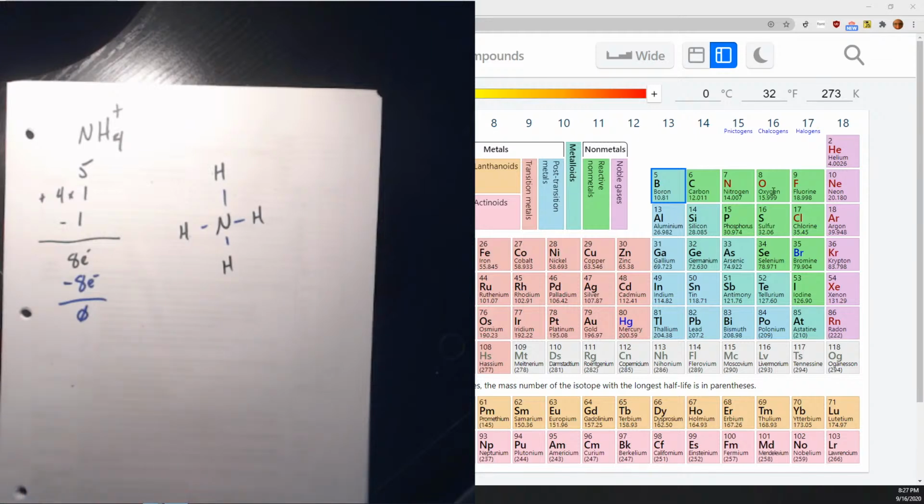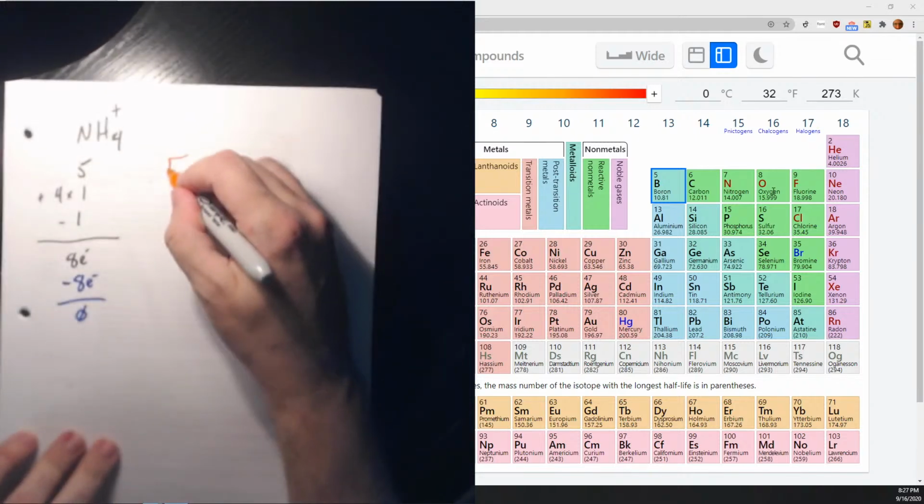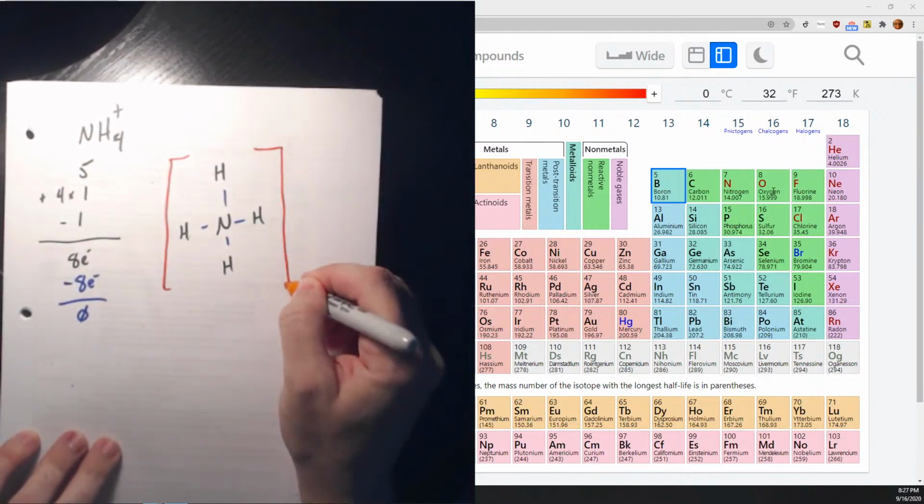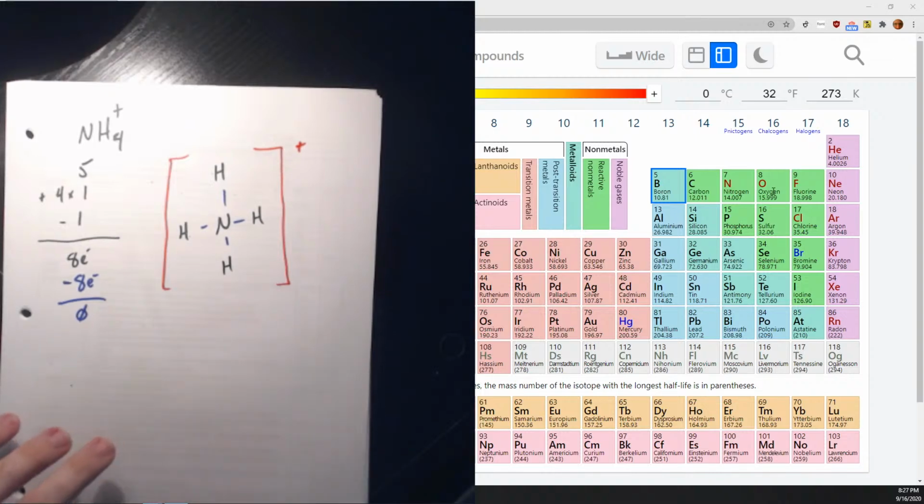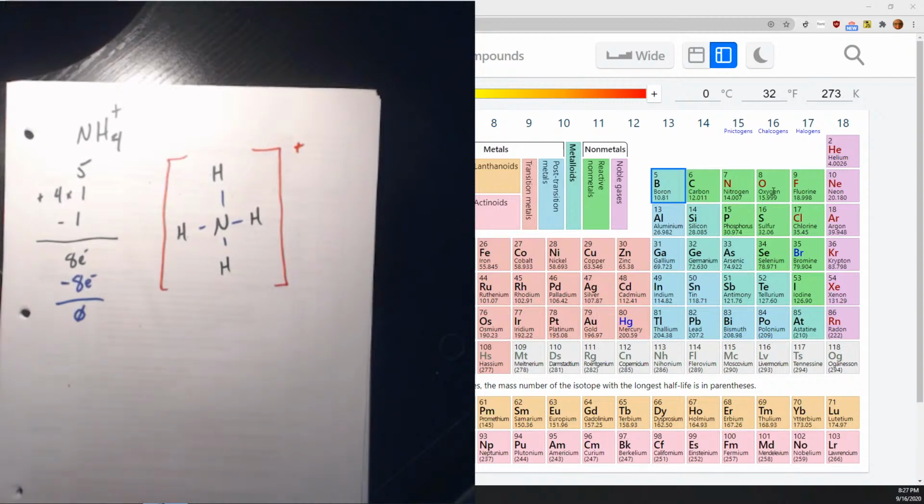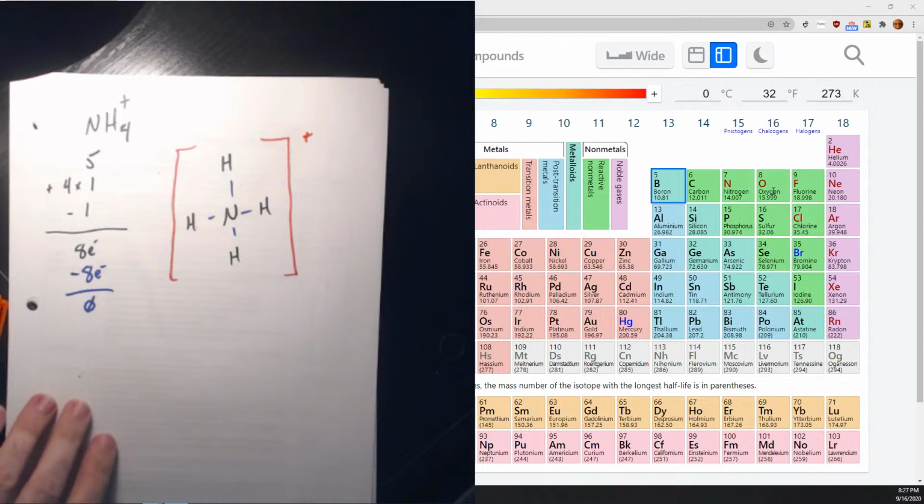So the only thing left to do is to show that this is an ion by putting brackets around it and indicating that the whole thing has a positive charge. And that is ammonium. Don't forget the brackets and the charge, otherwise you are wrong, and you'll lose points, and your parents will not be proud of you, and they won't love you anymore.